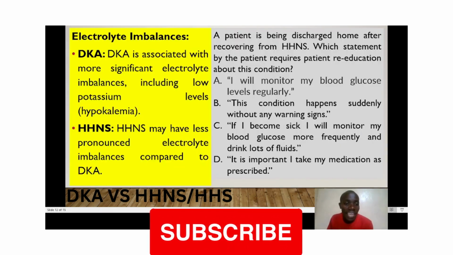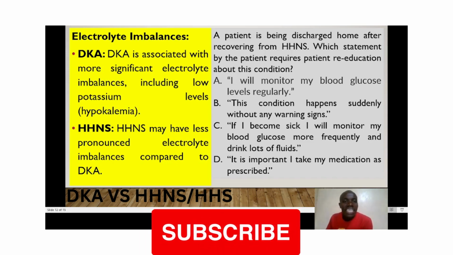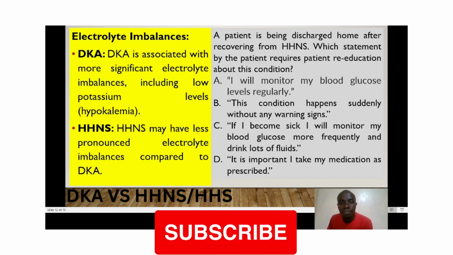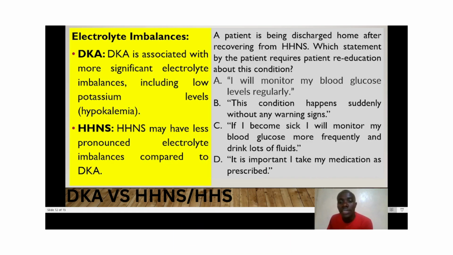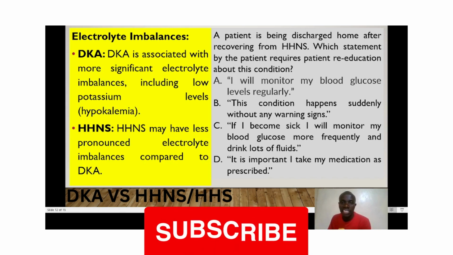In terms of electrolyte imbalance, we're saying that DKA is associated with significant electrolyte imbalance, including low potassium. So the patient is likely to suffer from hypokalemia in DKA. HHNS may have less pronounced electrolyte imbalance compared to DKA.